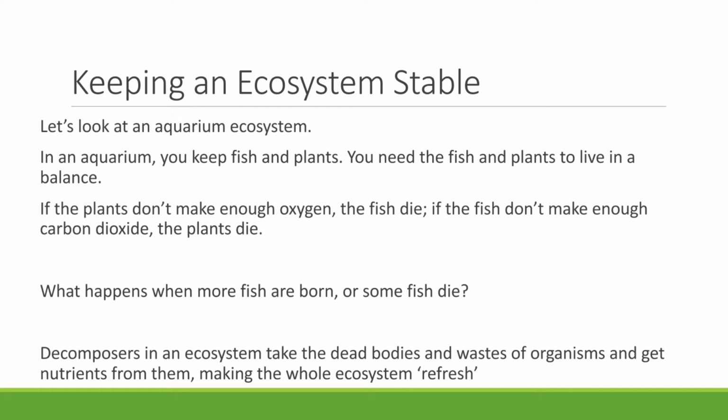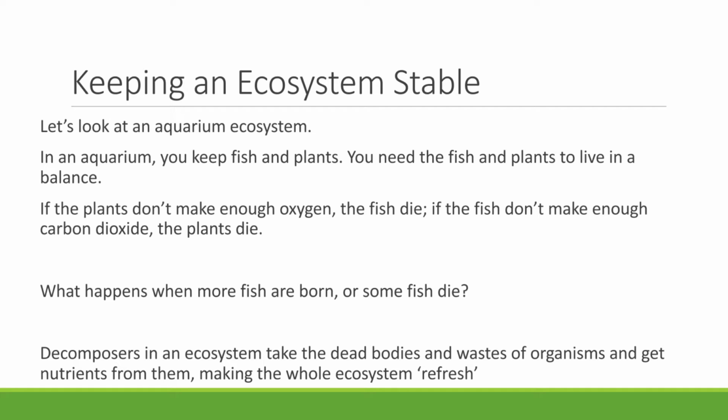If the plants don't make enough oxygen, the fish die. If the plants don't make enough carbon dioxide, the plants die. Really, there's a balance going on between the different parts of the ecosystem. When more fish are born, they're going to make more and more carbon dioxide. They're going to require more and more oxygen from the plants. And either the plants will be able to keep up, or the plants won't be able to keep up, and then they're going to have to lose some fish in order to balance ourselves out.